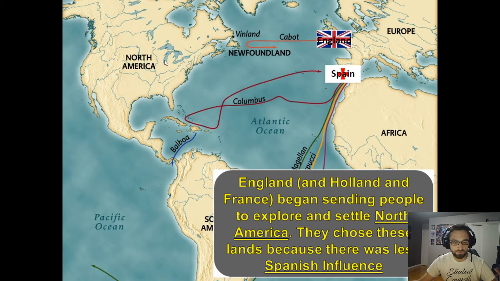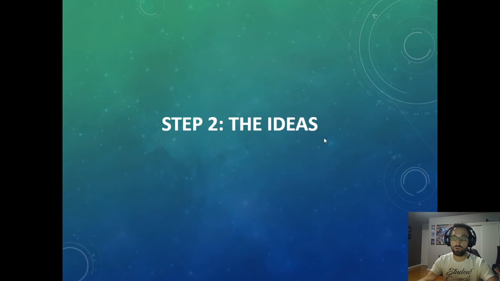Now, Spain has a large navy, but it's not large enough to cover all of this area. And so if there are Spanish ships in the north, there are much fewer ships than there would be in the Caribbean and in the south. There's less Spanish influence. So England and Holland and France are fairly successful at this. They send their colonists over here and begin settling North America. Okay, so that is how America was discovered.